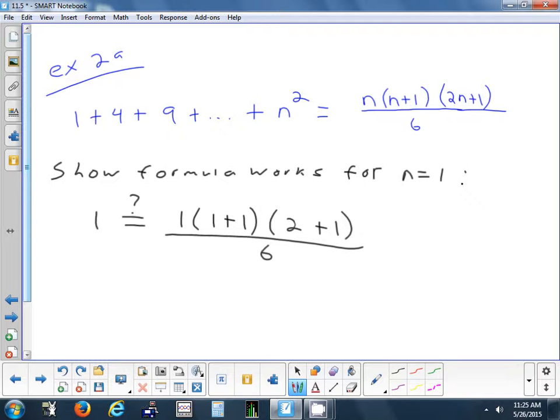So I plugged in a 1 everywhere that I had an n. So I'm going to get 2 plus 1 is 3. 3 times 2 is 6. 6 times 1 is 6. And I've shown that this formula at least works if you plug in n equals 1.